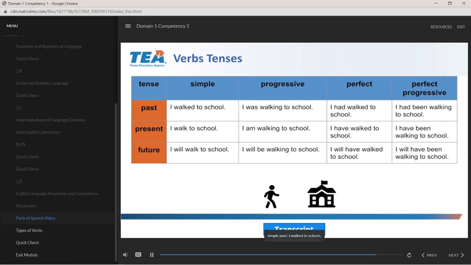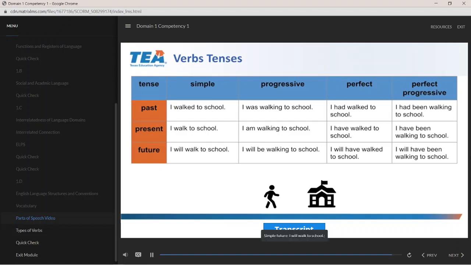Simple past, I walked to school. Progressive past, I was walking to school. Perfect past, I had walked to school. Perfect progressive past, I had been walking to school. Simple present, I walk to school. Progressive present, I am walking to school. Perfect present, I have walked to school. Perfect progressive, I have been walking to school.